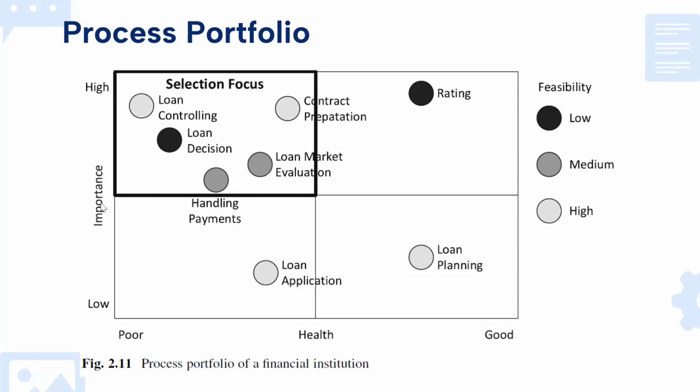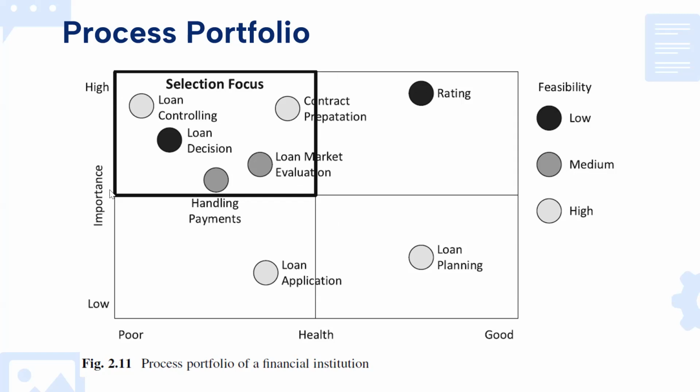In this process portfolio, as I mentioned earlier, we are going to consider the strategic importance, high and low, and health, whether our process is in good health or poor health, and the feasibility. If it is black, the feasibility is very low; the feasibility of using this process for improvement is very low, and then medium and high. Based on this, as I mentioned earlier, our selection focus should be on the upper left quadrant. So this is the selection focus.